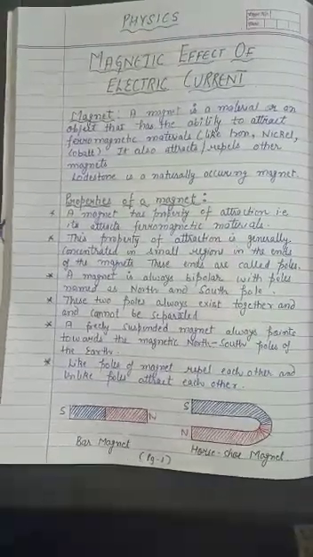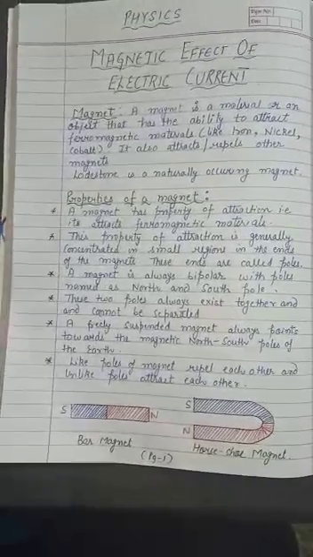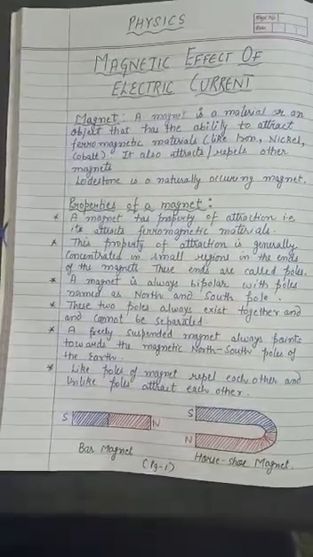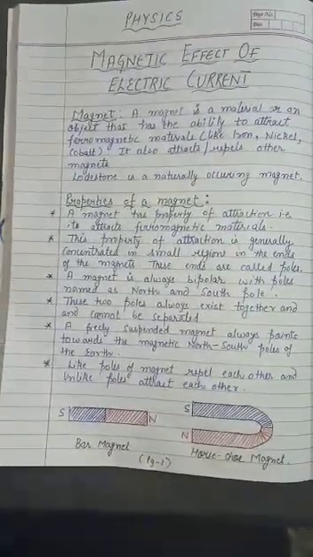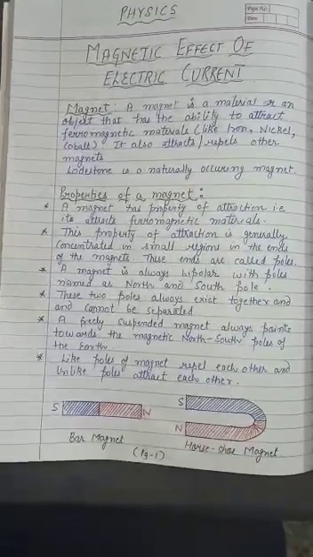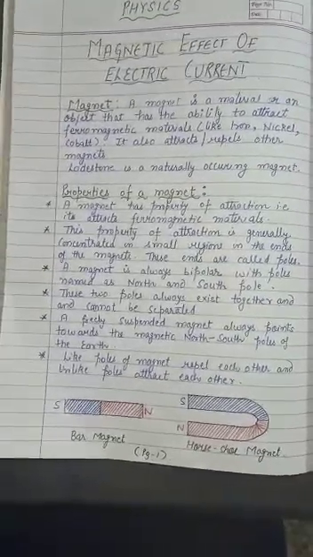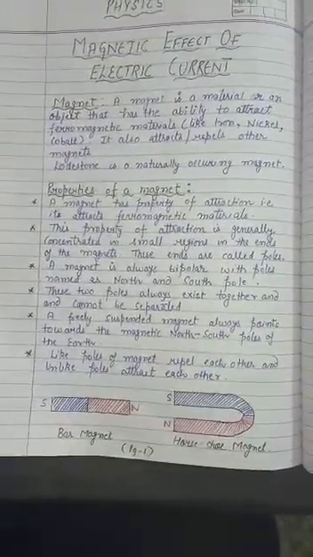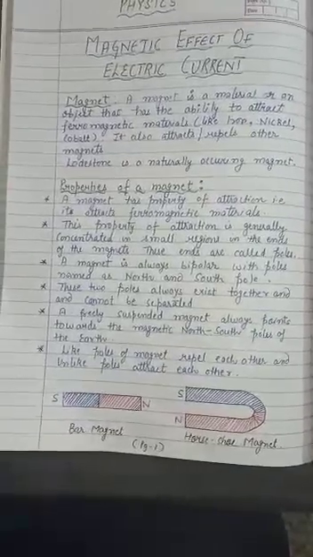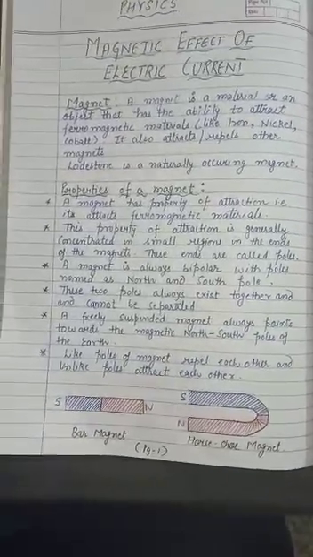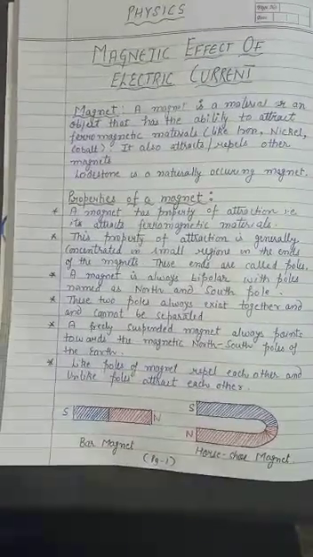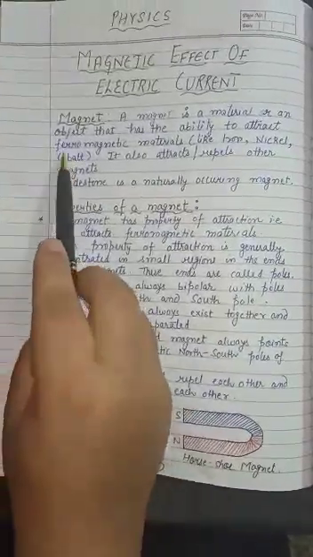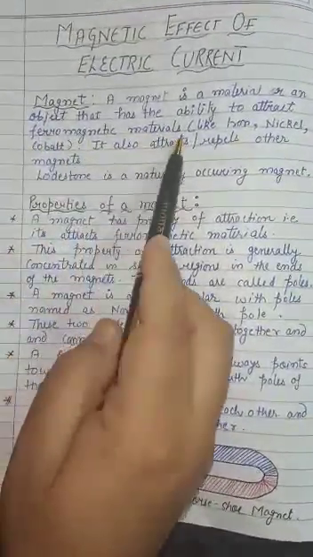Before we proceed with the chapter, we should all know what actually a magnet is and what are its properties. Students, in our childhood, we all have played with magnets, and we have seen that a magnet has property of attraction. It always attracts magnetic materials like iron. So what actually a magnet is? A magnet is basically a material or an object that has the ability to attract ferromagnetic materials.